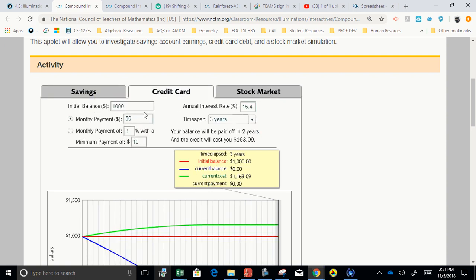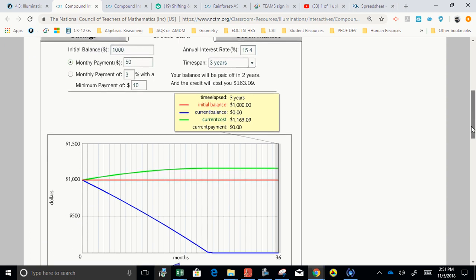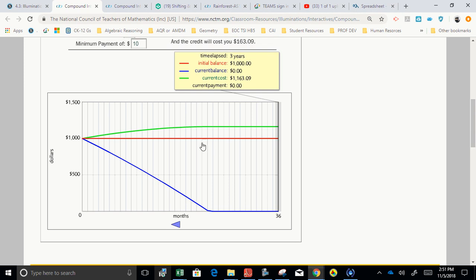So say I borrowed $1,000. That's the initial balance, my present value. Okay, and you can click here and it shows you what it is, the amount that you initially charged on your credit card. The monthly payment is $50. Okay, if you do a month, so let's look at the graph. When will it be paid off according to this graph?